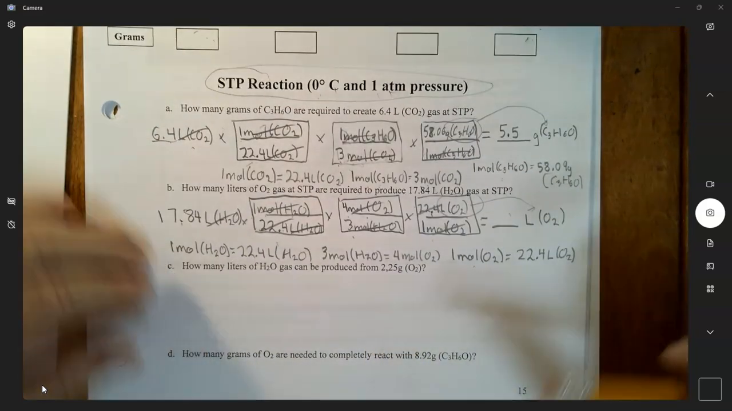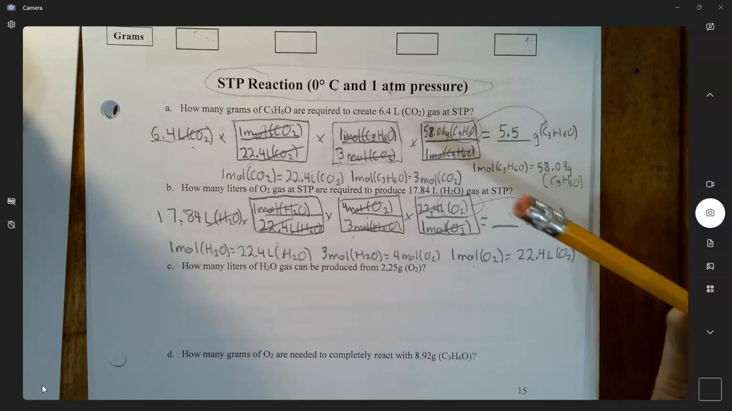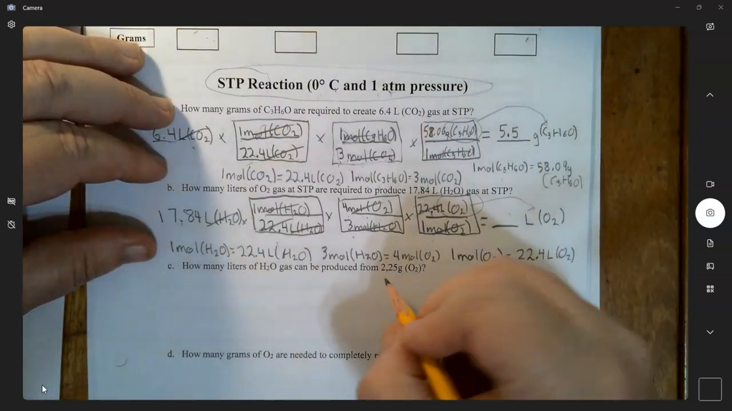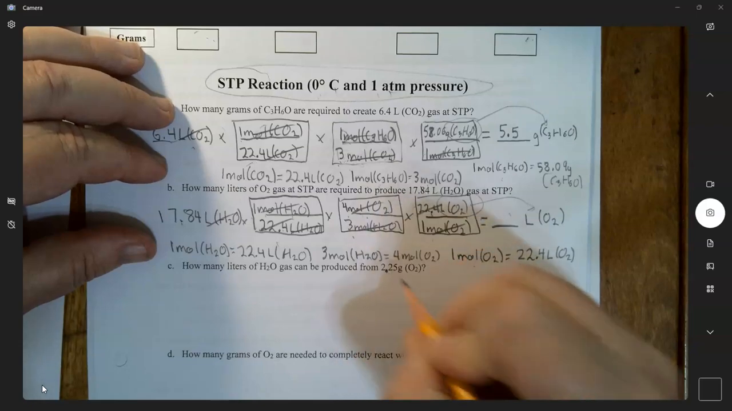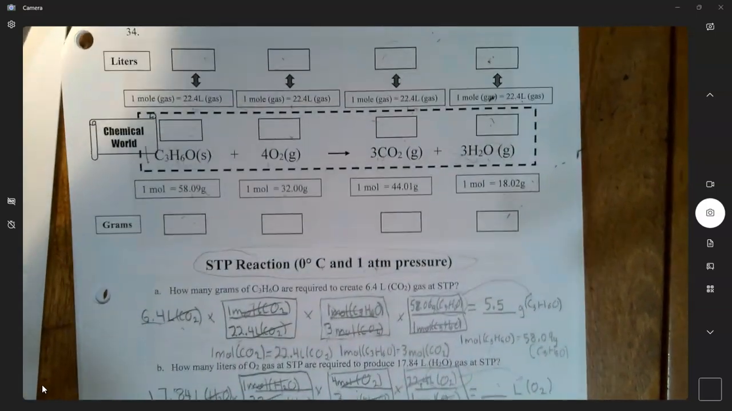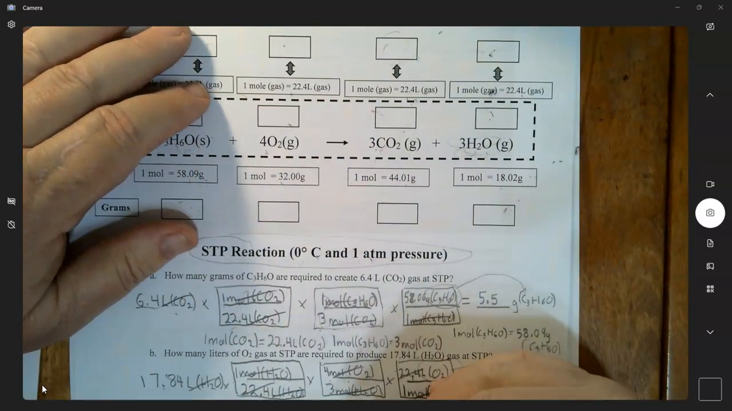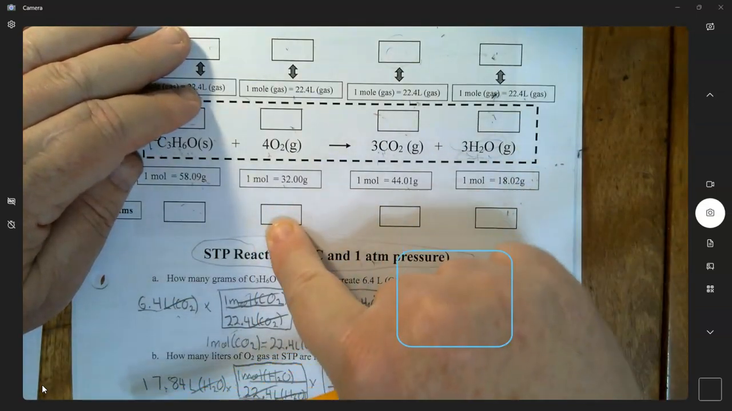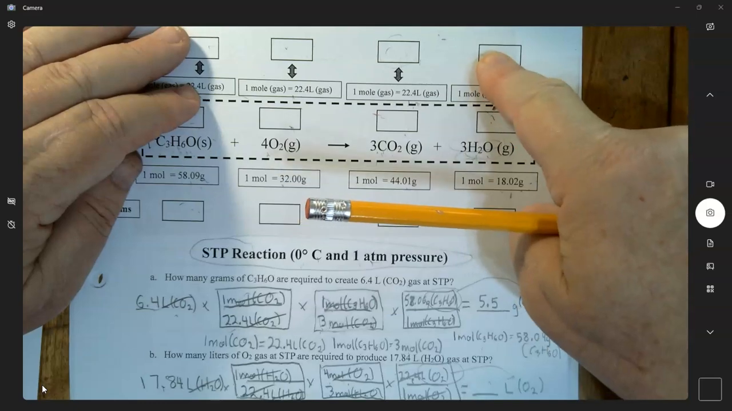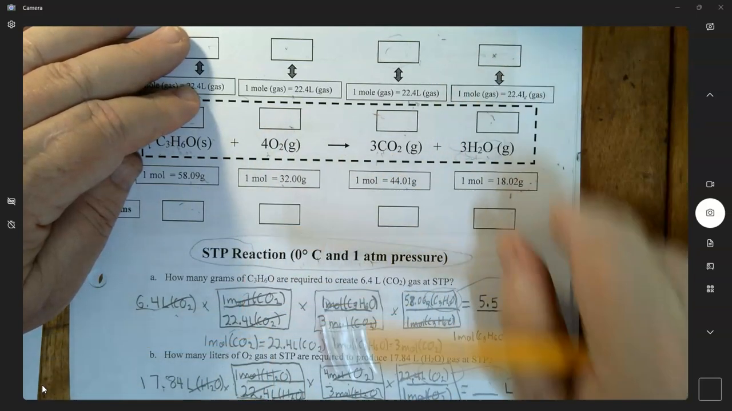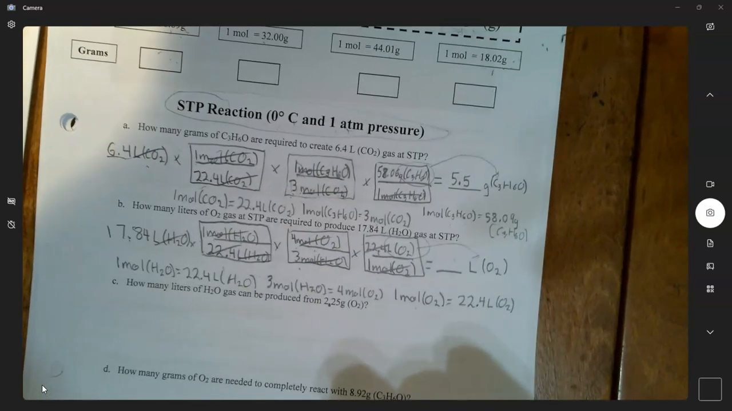Okay, so how many liters of H2O gas can be produced from 2.25 grams of O2? So let's go back up here again. I'll do this, but try to do it without. So 2.25 grams of O2 is going to be down here underneath O2, and we're trying to get to some type of liters of H2O up here. So we're going to start from here, go up, over, and up again. That's 3 arrows, 3 conversions. Okay, so let's go ahead and write that out here.